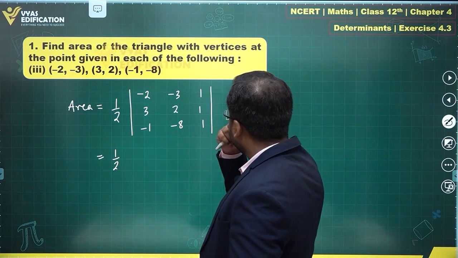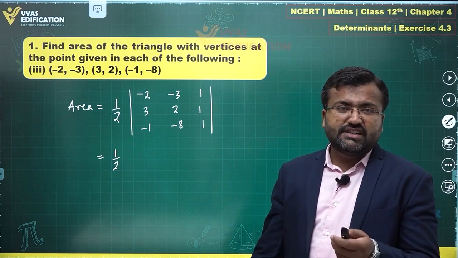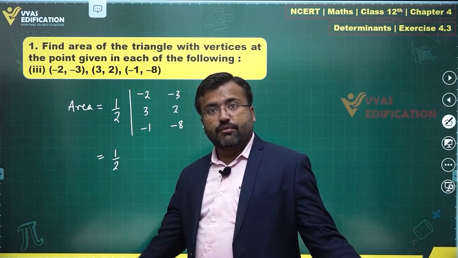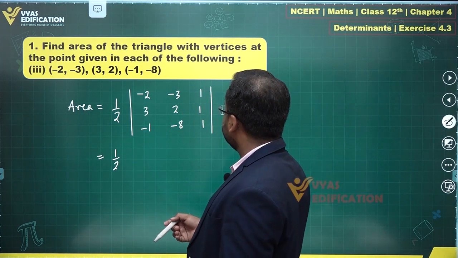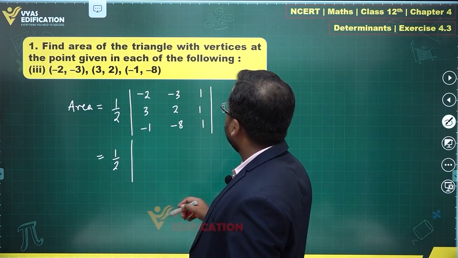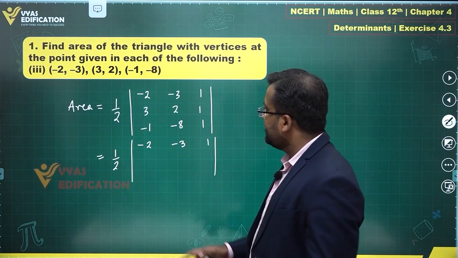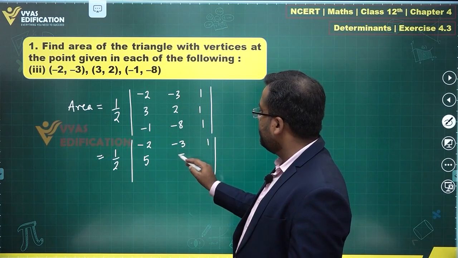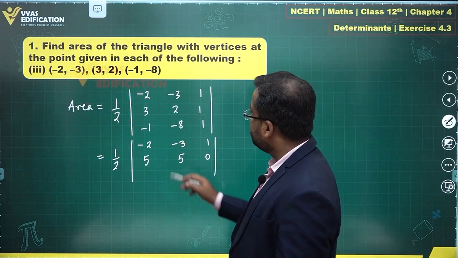Since there are a lot of ones, one thing that we can do is try to create some zeros first before expanding. Another idea is to expand directly without worrying about anything along any row or column. What I would like to do is create some zeros first. Let's take minus 2, minus 3, 1. Let it remain as it is. 3 minus of minus 2 will become 5. 2 minus of minus 3 will become 5, and this will be 1 minus 1, 0. Is that okay? Yes.